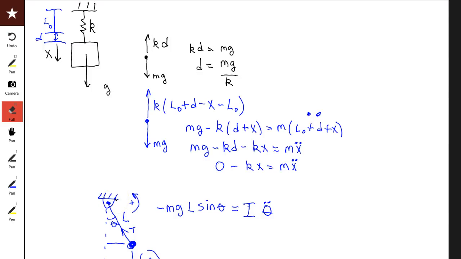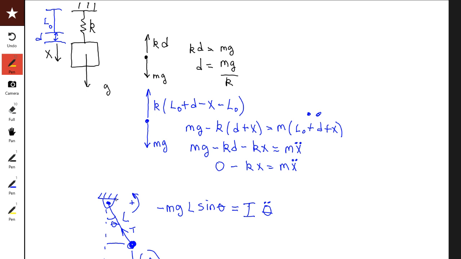Okay, a number of times I've been drawing free body diagrams and ignoring the gravity. So what I'm going to do here is demonstrate why it is that you can ignore gravity by doing a simple example and including the gravity term.